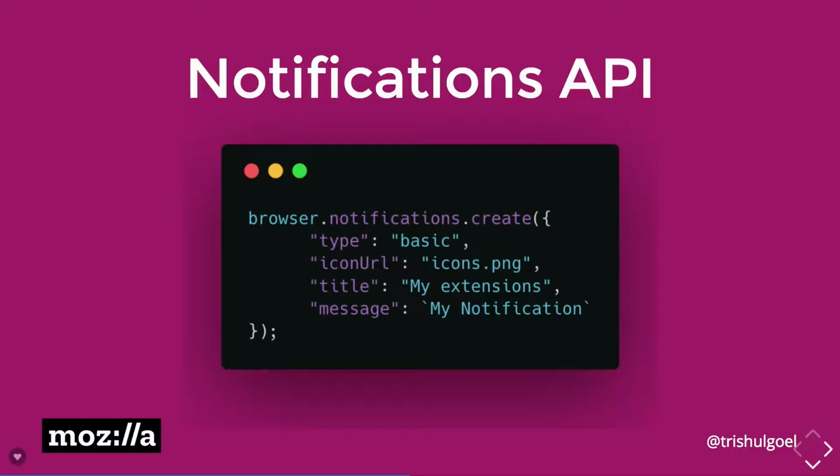So this is how the notification API looks. A browser object, a notification object, and it just tells it, hey, create this notification for me with some options, let's say type, icon URL, title, message. Type is basically a template. There are different templates. For example, the basic template which has a message and title. There can be an image template in which the notification has images. There can be a list template where the notification can have a list of items to do.